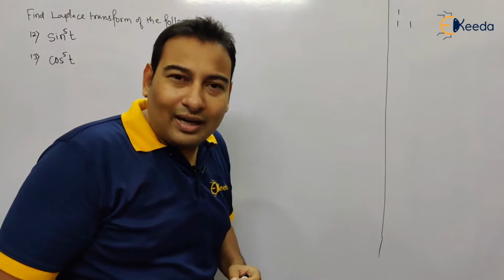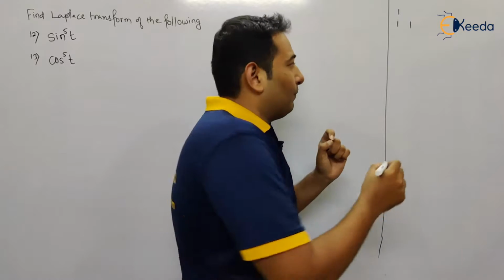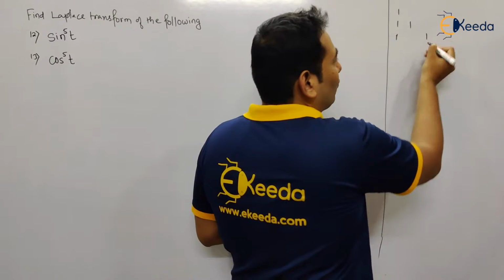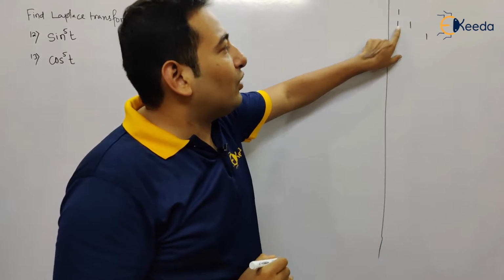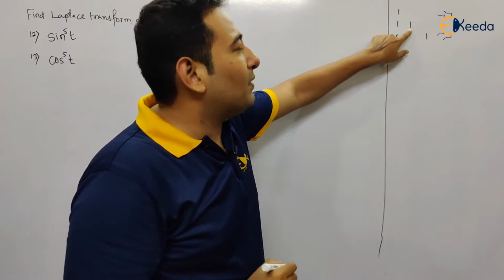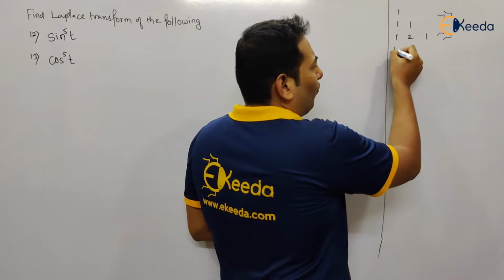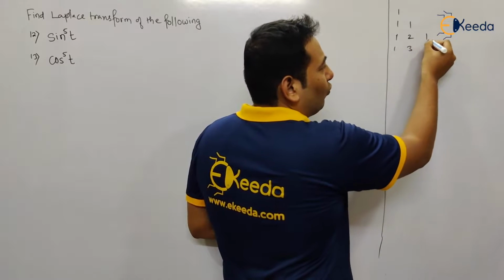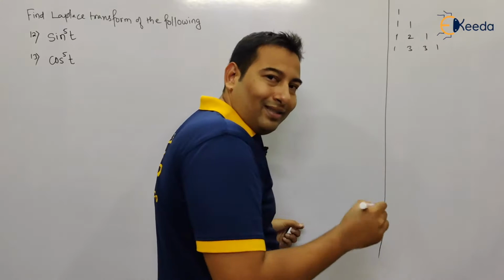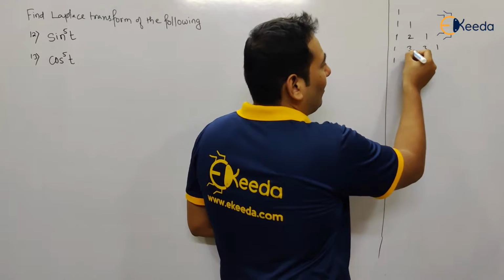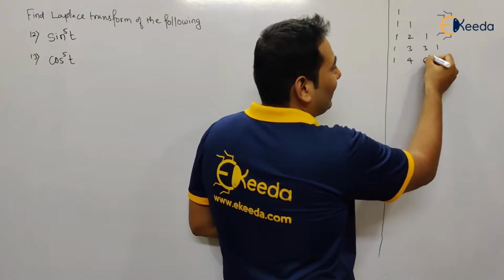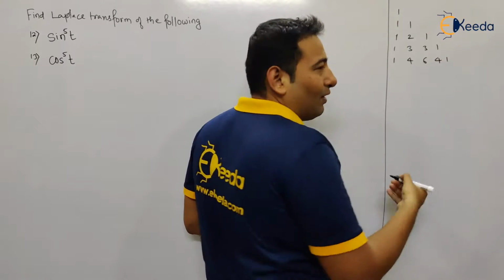After that, the pattern will start: first and last one fixed. First one, last one fixed. And here it will be the addition of these two terms. So 1 plus 1 will become 2. Follow me, don't worry. 1 fixed, 1 plus 2, 3, 2 plus 1, 3, last one fixed. Next: 1, 1 plus 3, 4, 3 plus 3, 6, 3 plus 1, 4, last one fixed.